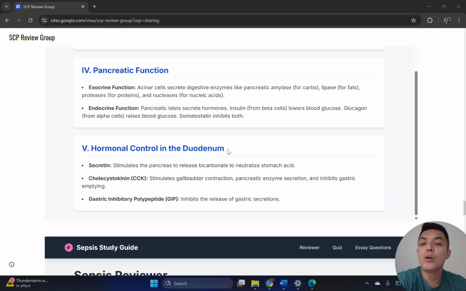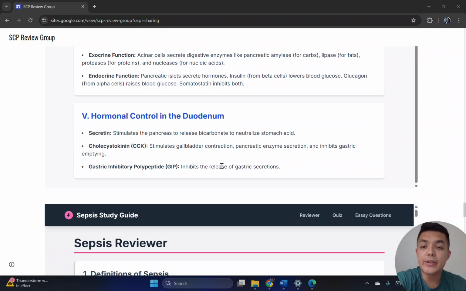The last one is the hormonal control in the duodenum. So secretin stimulates the pancreas to release bicarbonate to neutralize stomach acid. Because as you know, the chyme, after it exits the stomach, you could imagine that the acids are still there, and of course secretin would help it neutralize the stomach acid.